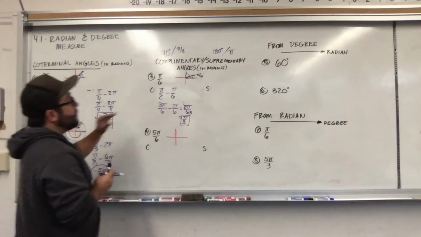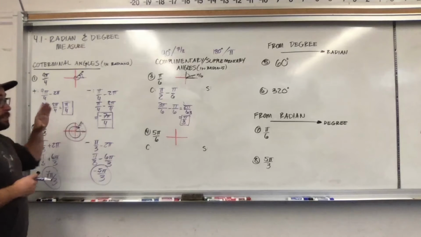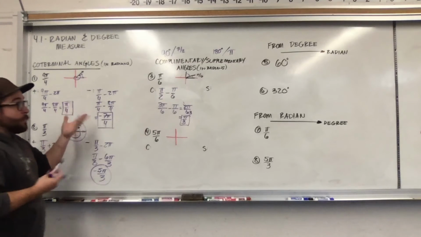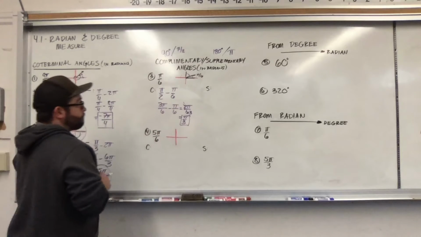And that should make sense, right? Pi over 6 is 30 degrees. Pi over 3 is 60 degrees, and that 30 and 60, or that pi over 6 and pi over 3, better give us that 90-degree angle.